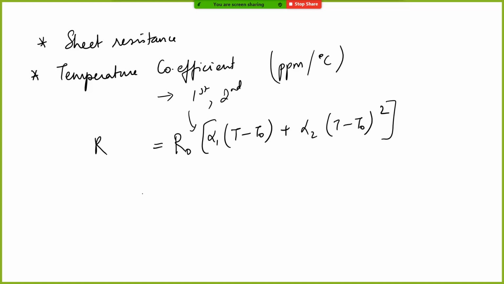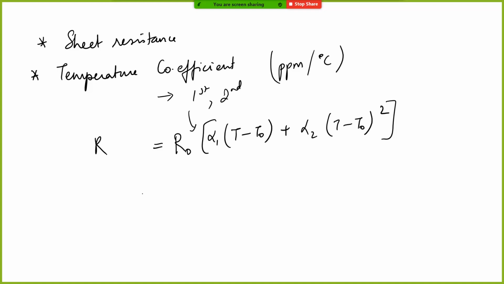So alpha 1 and alpha 2 will depend on what type of resistor you are using, whether you're using a metal resistor or a poly resistor or a diffusion resistor, and how these coefficients vary. That will be given by the foundry. We are not interested in finding out the physical origin of these things. As a circuit designer, what you need to know is the resistance is going to vary across temperature, and by temperature we do not mean the ambient temperature alone.